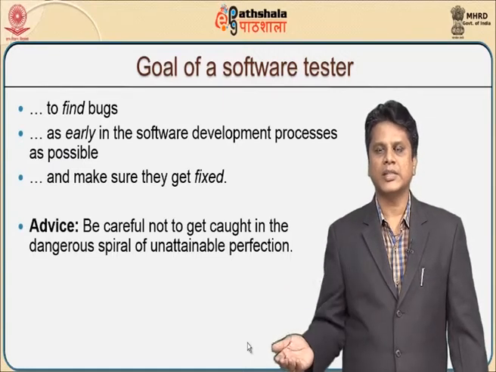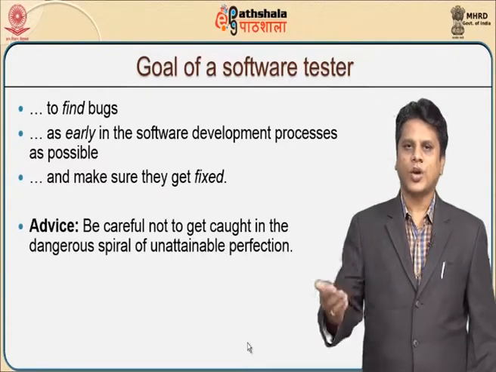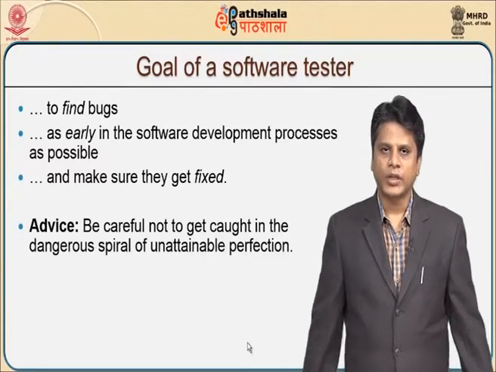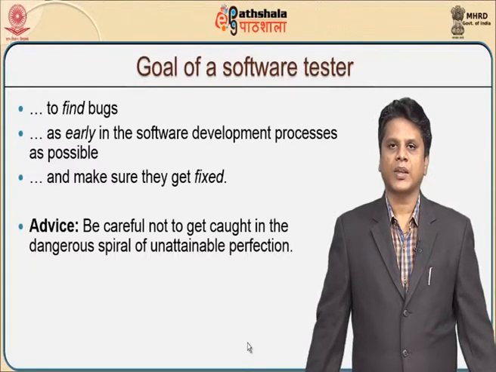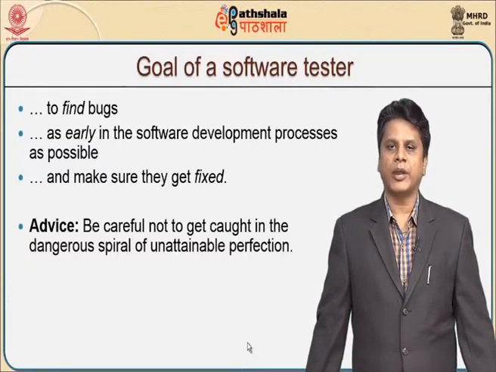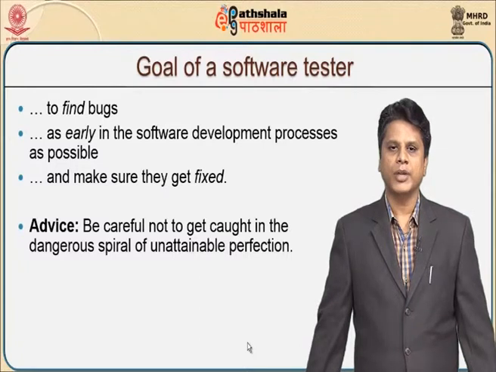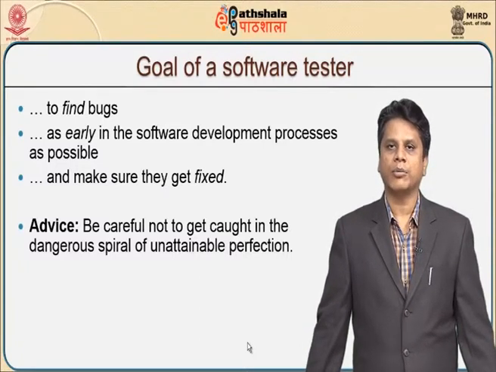If it is mentioned at the design level, map it with the cost. So, we may have to reduce the cost of the faulty software and make sure that they get fixed very early. One of the pure pieces of advice that we can make as part of software testing is: be careful not to get caught in the dangerous spiral of unattainable perfection.